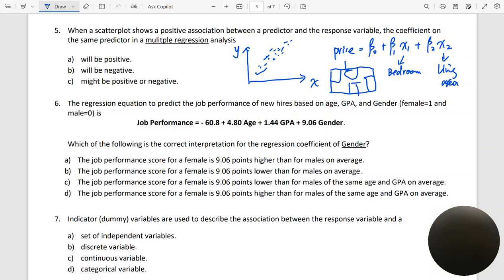All right, so in this case, in the multiple regression, the coefficient for a predictor is not determined by itself. It is determined by all other predictors. Since we don't know the other predictors in this question, we don't know what is the effect of other predictors on this predictor, right? So it can be positive, it can be negative. We don't know.